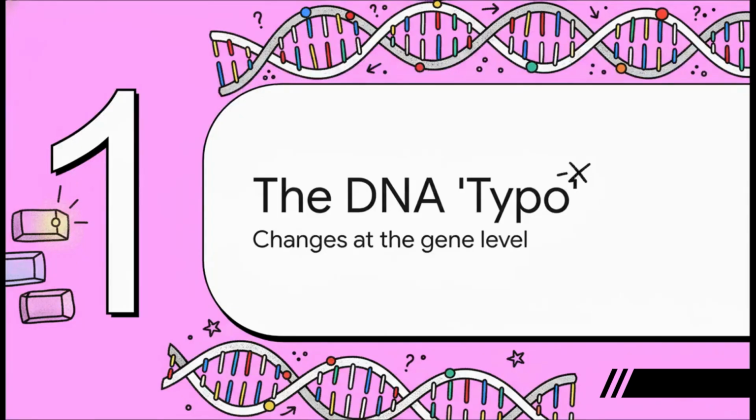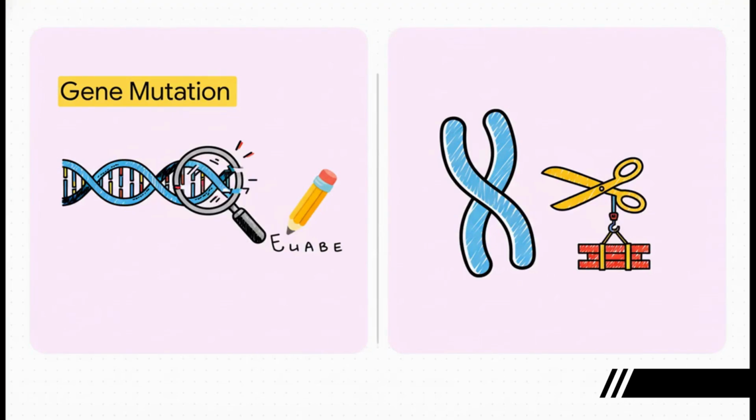Okay, let's zoom all the way in. We're going to start at the smallest possible scale: a change happening in just a single gene. This is what we call a gene mutation, and it's pretty much where the story of most genetic disorders begins. Now, I need you to pay close attention right here. It is so critical to tell these two apart, because this is a really common trap on exams.